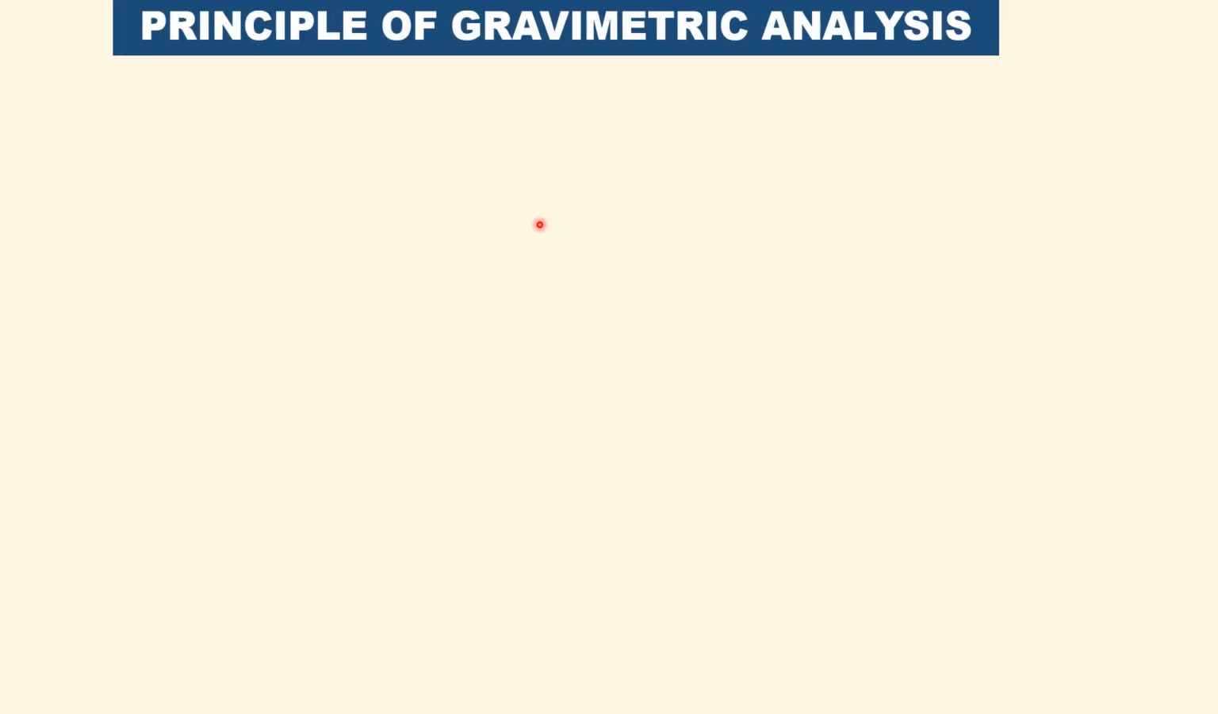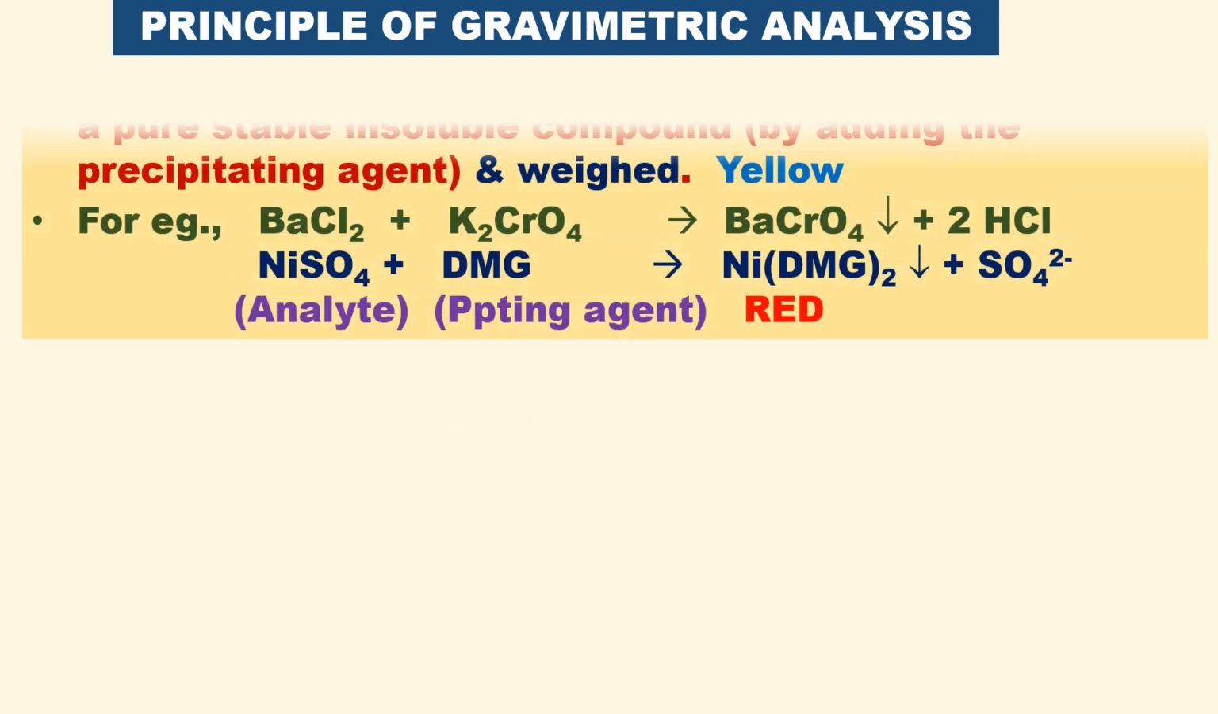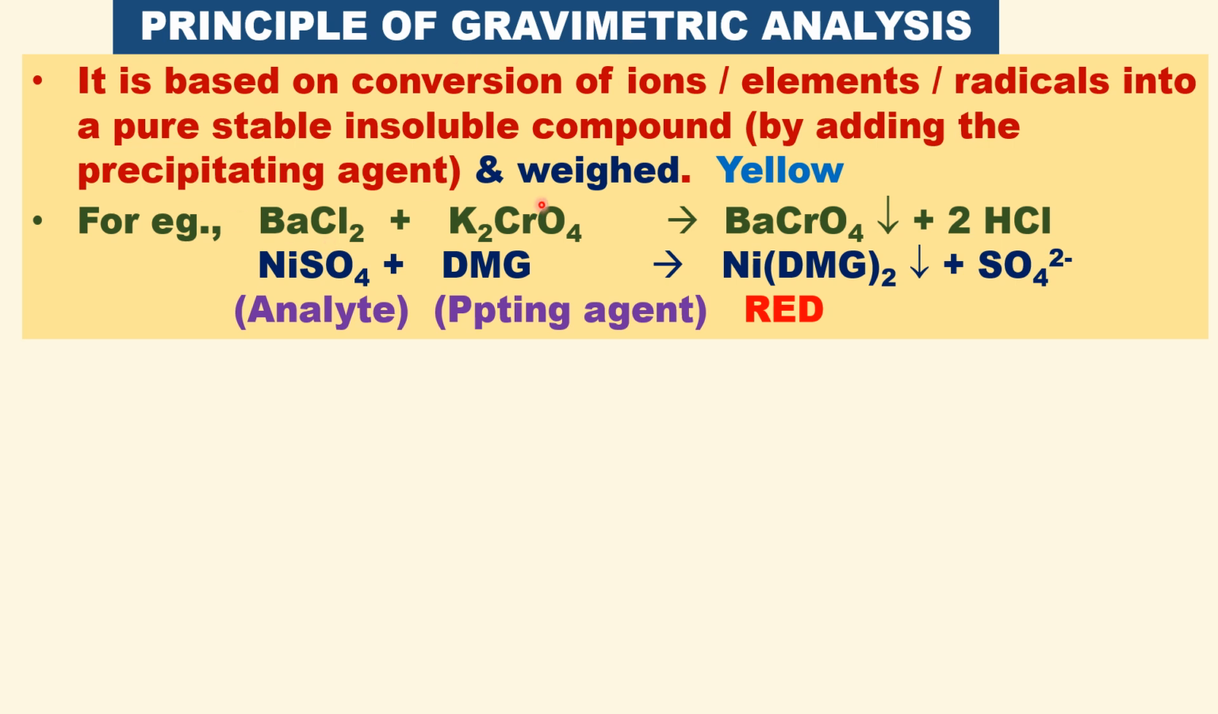What is the principle of gravimetric analysis? Gravi means mass. It is the measurement of mass after precipitation. So it is based on conversion of ions, elements, or radicals into a pure, stable, insoluble compound by adding a suitable precipitating agent, and then the precipitate is weighed and quantified.